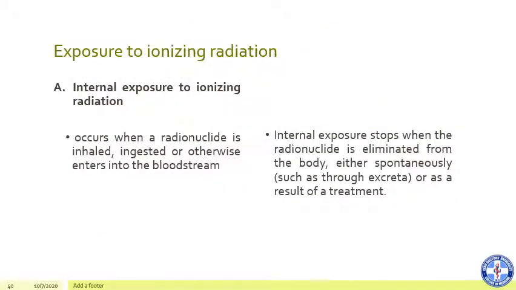Exposure to ionizing radiation can either be internal exposure or external exposure. Internal exposure to ionizing radiation occurs when a radionuclide is inhaled, ingested, or otherwise enters the bloodstream, for example via injection or through a wound. Internal exposure stops when the radionuclide is eliminated from the body, either spontaneously via excreta or as a result of a treatment.